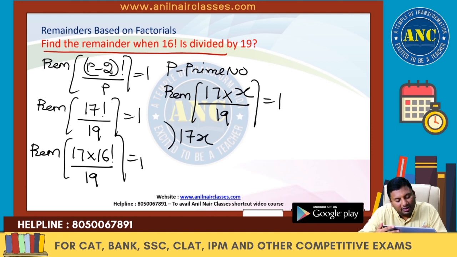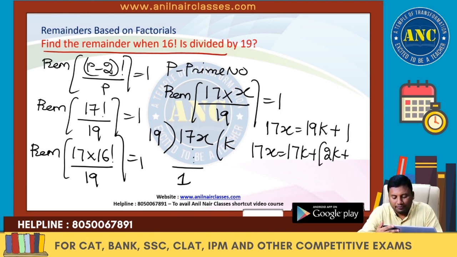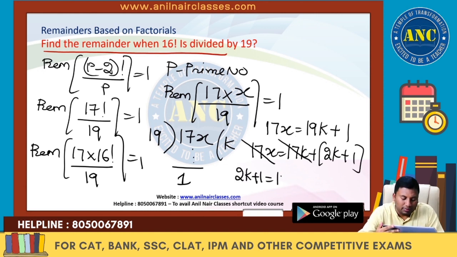17x is the dividend. It is getting divided by 19. The quotient we don't know. The remainder is 1. So dividend is equivalent to divisor into quotient plus remainder. 17x is 17k plus 2k plus 1. 17k is divisible by 17, and 17x is divisible by 17, so 2k plus 1 should be divisible by 17.